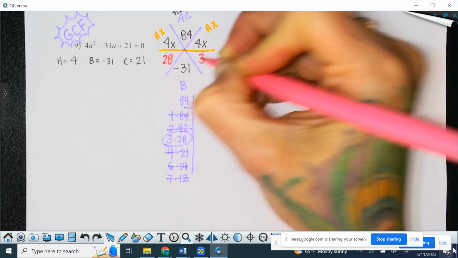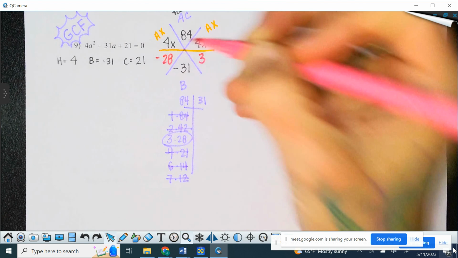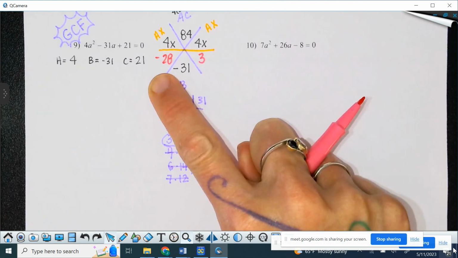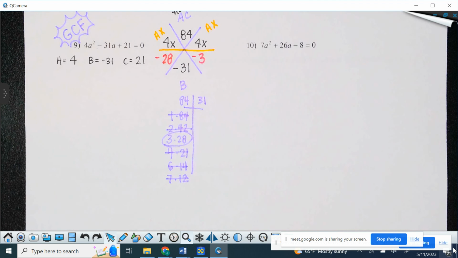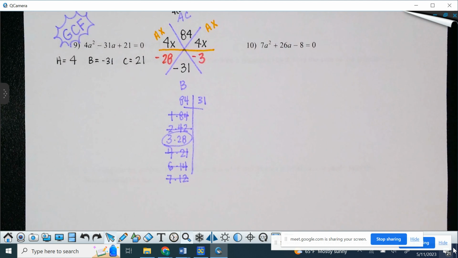Now, B is negative, so 28 has to be negative. To get to a negative 31 from that negative 28, what am I going to do with that 3? Add it or subtract it? Subtract it. Now, here's the only thing other than adding that 4x. And now hear me out because I've heard math teachers get really aggravated with me. The really mathy math teachers. But it works, so, you know, they'll get over it.